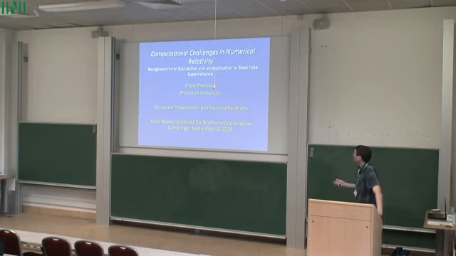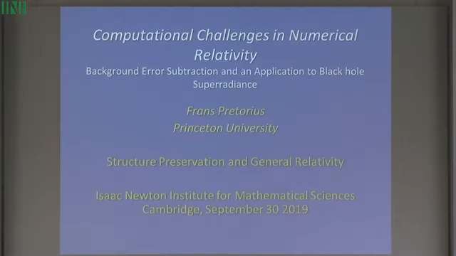Okay, so I'm going to talk about computational challenges in numerical relativity as the overriding theme, and then, as a subtopic to illustrate some of this, a background error subtraction technique and an application to black hole superradiance. I know this is a very broad audience.